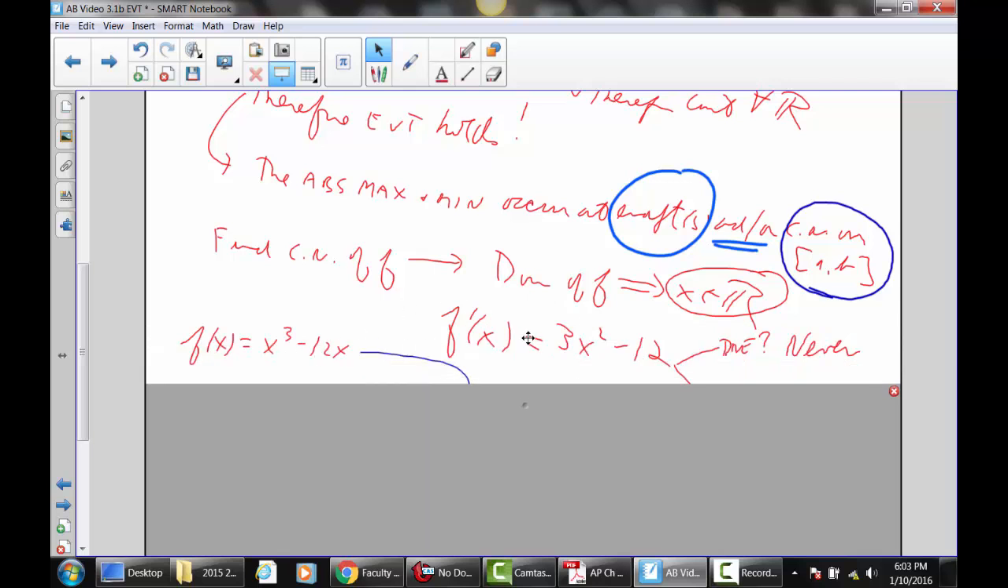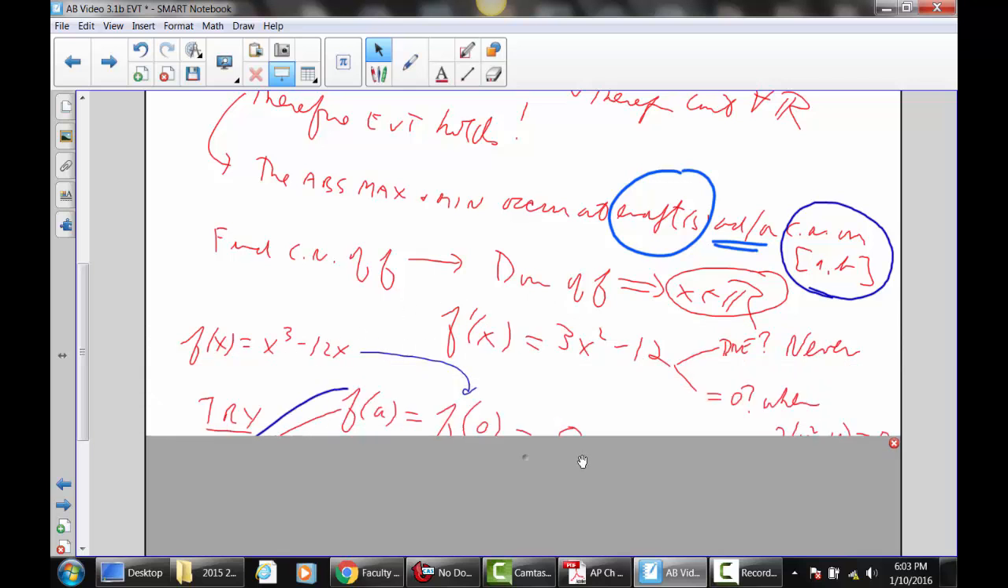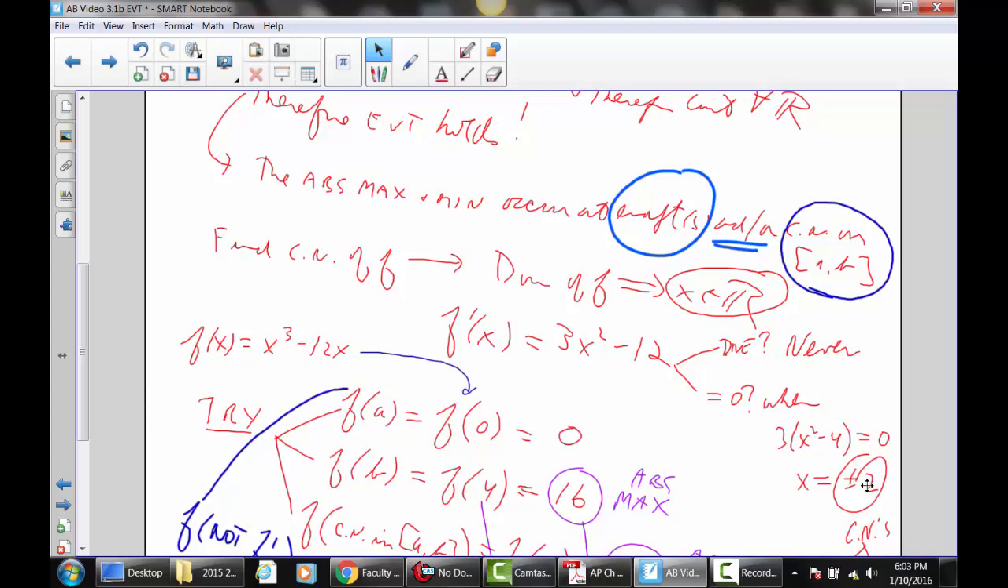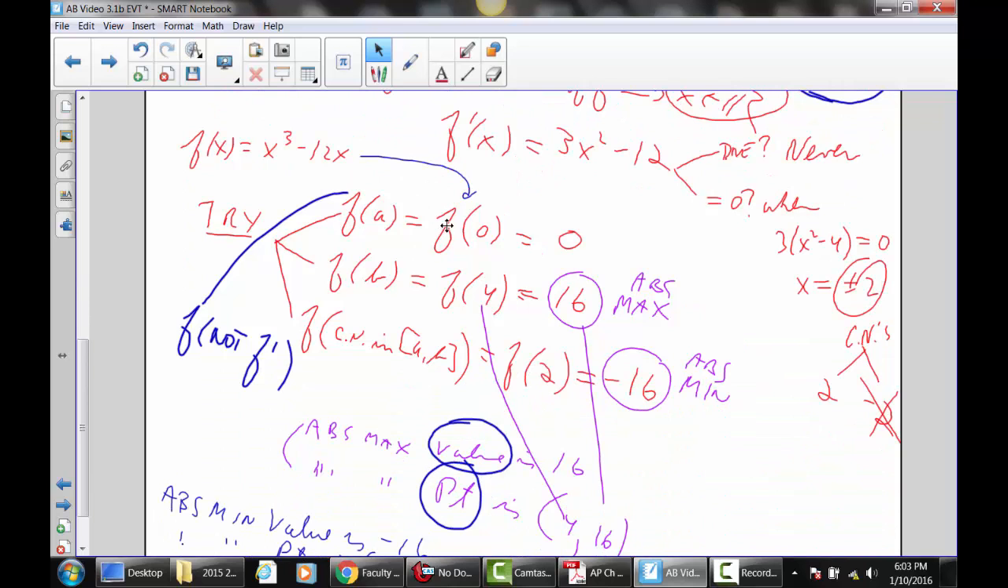Here's the original function. Here's the derivative. It never doesn't exist, but it does equal 0 at x equals plus or minus 2. So the three numbers we have to try are the endpoints of the given interval and the only critical number that we can try, which is the one that's between 0 and 4. Remember, the only critical numbers we're looking at are the ones on the interval from 0 to 4. So we try f of 2.